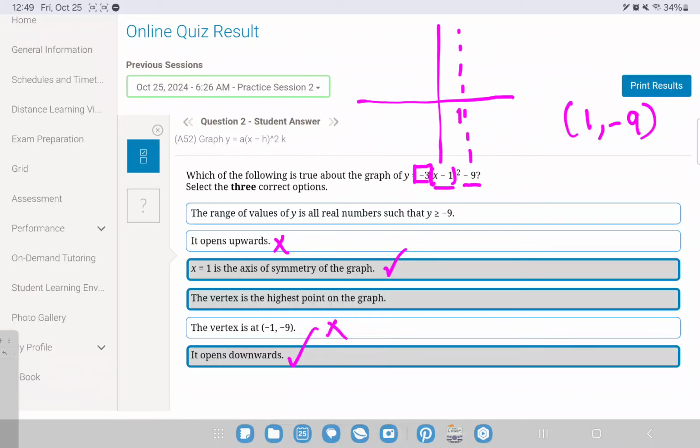And the vertex is the highest point on the graph. We said if it is opening downwards, then our vertex is the highest point on the graph. Let's see. It's opening, it looks something like this. Since this point is our vertex, let's imagine here's 9. Oh, actually it should be -9.